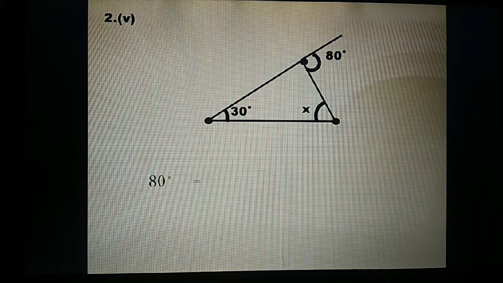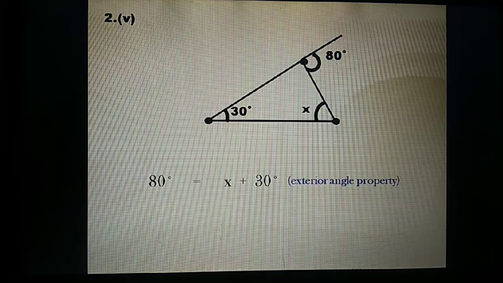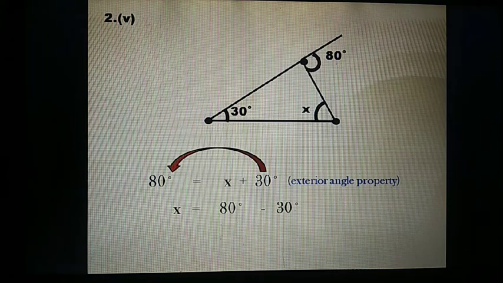Again, exterior angle is equal to sum of interior opposite angles by exterior angle property. So yes, shifting 30 degree, you will get the value as 80 degree minus 30 degree. Solving the two, you will get the answer as 50 degree.